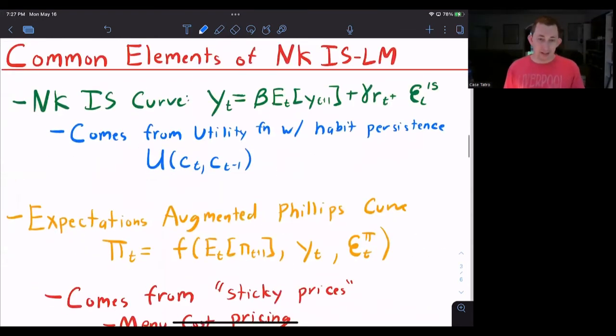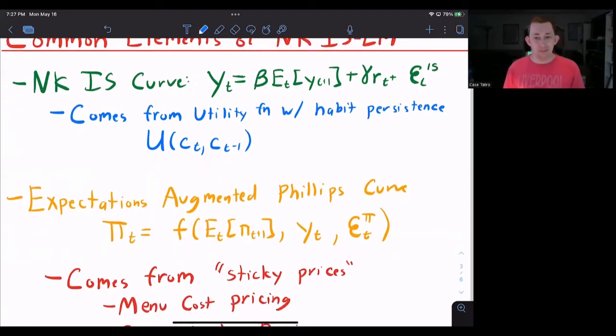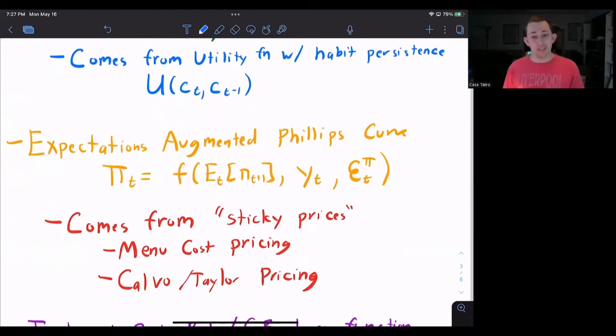Now, what are the common elements? Well, we have that new Keynesian IS curve, which comes from a utility function, tends to have habit persistence in it. All habit persistence means is that my utility today is based not only on my consumption today, but my consumption yesterday. We have an expectations augmented Phillips curve, which means that the inflation level today is some function of the output gap, which we call little y, some error in my inflation from last period, and my expected value of the inflation tomorrow. This comes from what are called sticky prices.